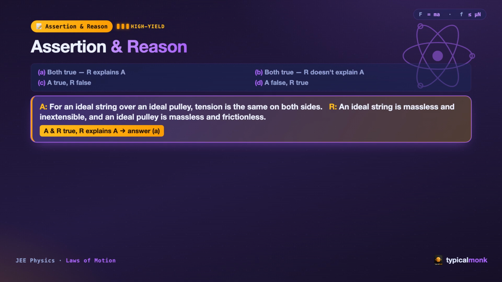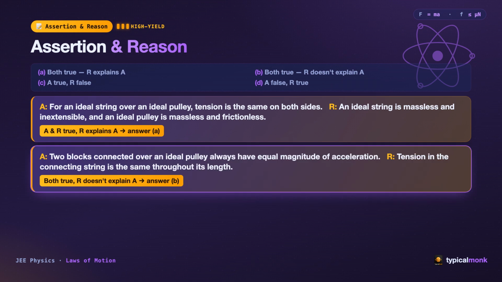First one, assertion. For an ideal string over an ideal pulley, the tension is the same on both sides. Reason, an ideal string is massless and inextensible, and an ideal pulley is massless and frictionless, so no force is used up accelerating them. Think like SATA. Check each statement, then the connection. Is the assertion true? Yes. Is the reason true? Yes. Does the reason explain the assertion? Completely. With no mass of its own to accelerate, the string simply transmits the tension unchanged. Both true. Reason explains. Option A.